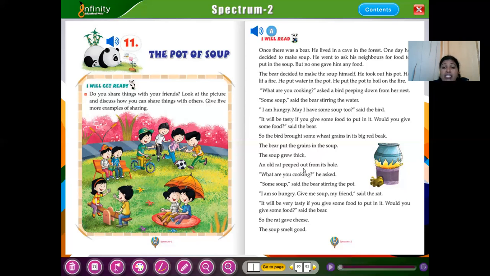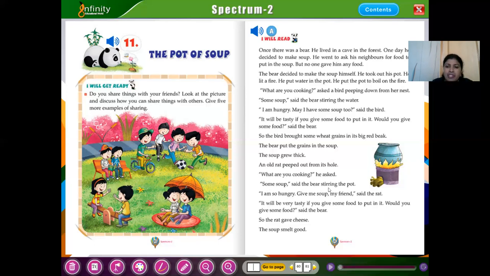An old rat peeped out from its hole. You know, children, what is the home of rats? That is a hole. Rats usually live in holes. So, after the bird, an old rat, an already aged rat, also came out, looking out from his hole. "What are you cooking?" he asked. So after the bird, now a rat peeped out from its hole, looking out of his hole, and asked, "What are you cooking?"